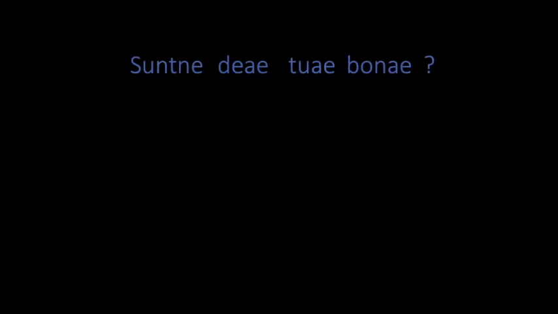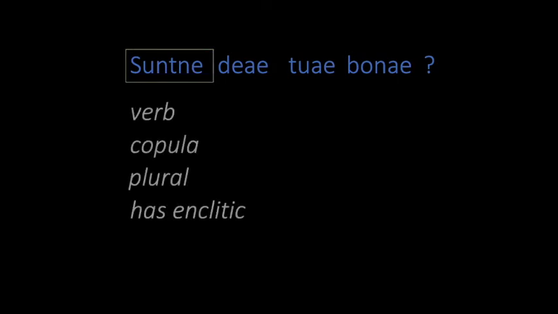Suntne deae tuae bonae. Let's look at the first word. Suntne may look unfamiliar, but if you look closely, it is simply the plural of the verb to be, sunt, with the enclitic particle ne attached. Ne takes an assertion and turns it into a question. So, for example, 2 plus 2 equals 4 becomes, does 2 plus 2 equal 4? The sunt part of the word is just a copula, and we'll translate it as are.